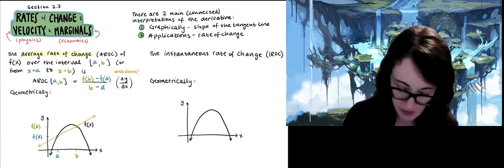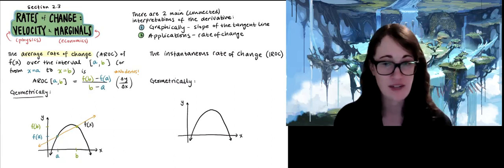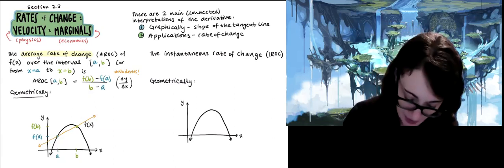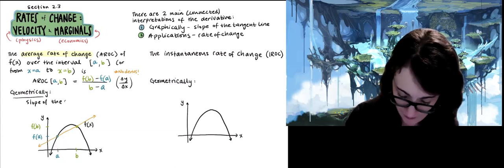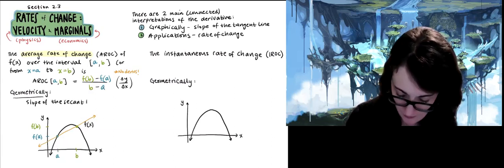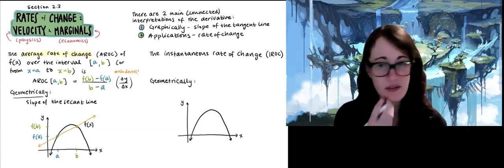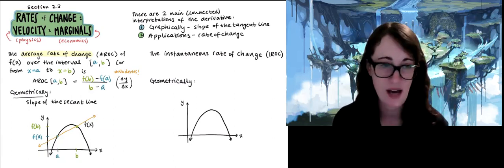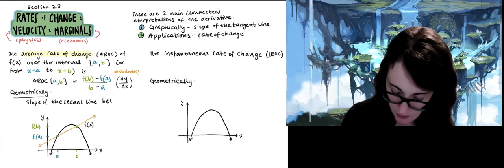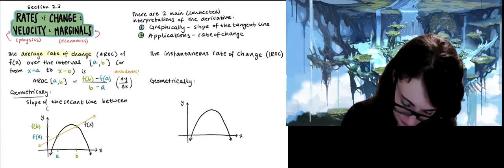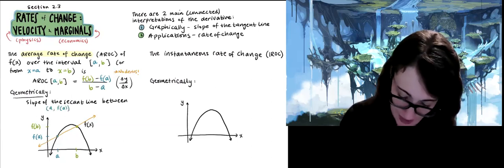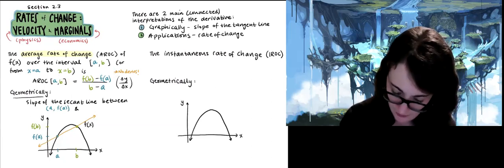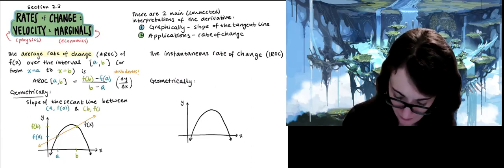So again, geometrically, the average rate of change is the same as the slope of the secant line between those 2 points that we have, so a comma f of a. Let's write that down, between a comma f of a. So that blue point there, x comma y, a comma f of a, and the green point, which would be b comma f of b.